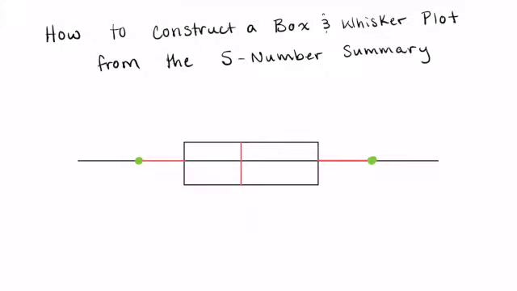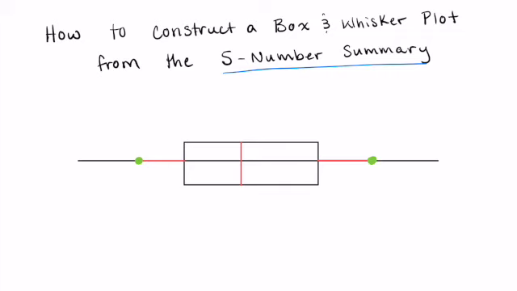What's going on, everybody? In this video we're going to look at how to construct a box and whisker plot from our 5-number summary. This is really neat and really useful. Now we're starting to get into graphical display of our mathematical data sets. And so what I need to know is I need to be very familiar with my 5-number summary.